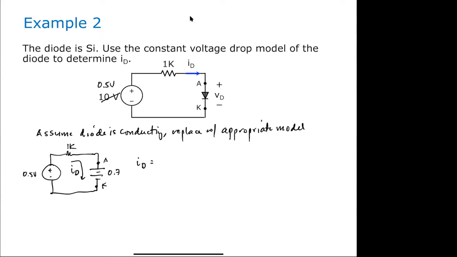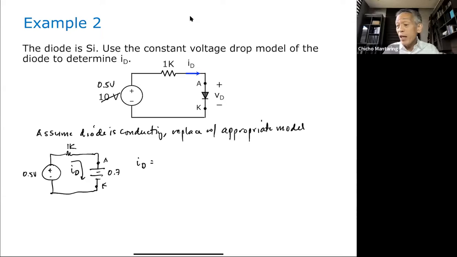Sir? Okay, I have an answer from Team C, negative 20 mA. How did you get that? Well, it's easy, 0.5 minus 0.7. So what is the voltage here at this node? Voltage here is 0.5. The voltage here is 0.7. 0.5 minus 0.7 divided by 1K. So 0.5 minus 0.7 is 0.2. 0.2 divided by 1K. Sorry, that's 0.2 mA, not 20 mA.